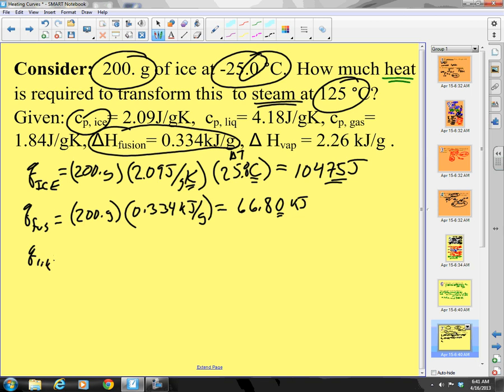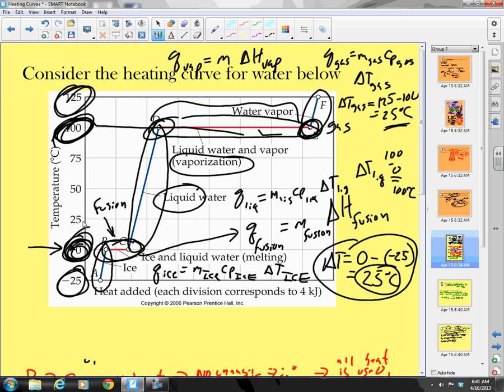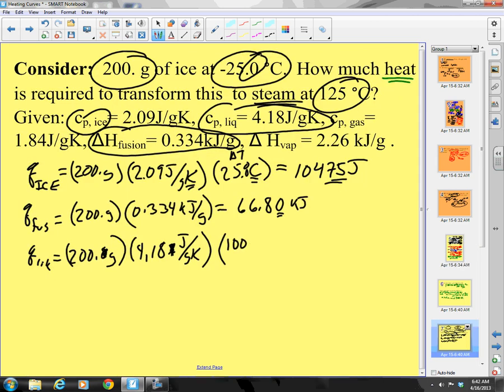Q liquid. And that's going to be M liquid, C sub P liquid, delta T liquid. My mass stays the same the whole time, right? 200 grams, C sub P liquid, 4.18 joules per gram Kelvin. What was my delta T for my liquid phase? I went from 0 up to 100. 100 minus 0 is 100, so my delta T is 100 Celsius. Once again, this is a delta T, so change in Celsius equals change in Kelvin.